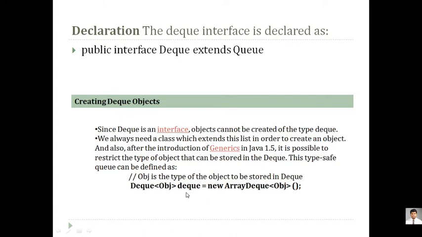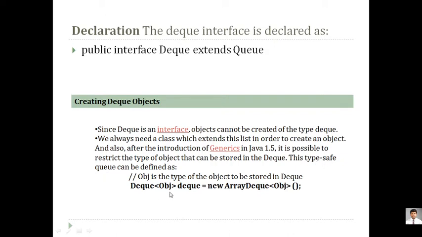So whenever we are creating an object of Deque, what we have to do is, as we know, it was introduced with generics in Java 1.5 onwards. So Deque is found in the collection framework from version 1.5. Before 1.5, Deque was not there in the Java collection framework. Now this is again a major important thing: this is a type-safe queue.